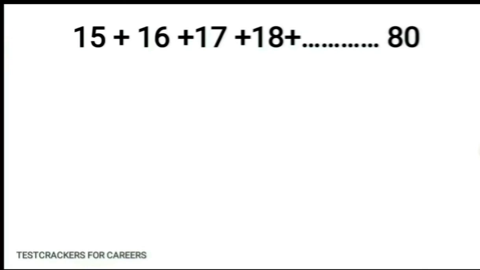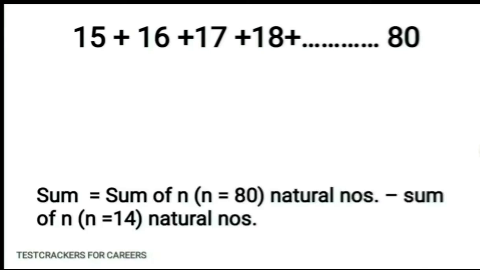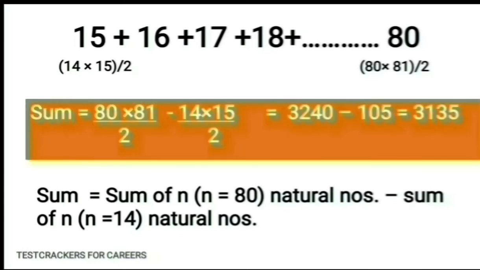Let's see another example. Here we need to find the sum of natural numbers starting from 15 till 80. The sum of n natural numbers where n is equal to 80 is given by 80 into 81 divided by 2, and the sum of natural numbers where n is equal to 14 is given by 14 into 15 divided by 2. Now we subtract the sum of n natural numbers where n is equal to 14 from the sum of natural numbers where n is equal to 80, and we get 3135.